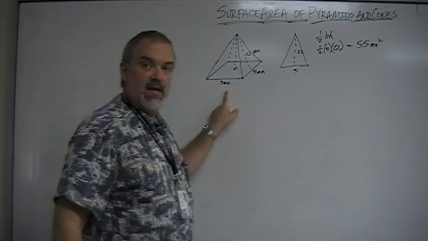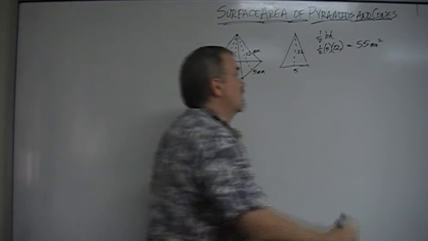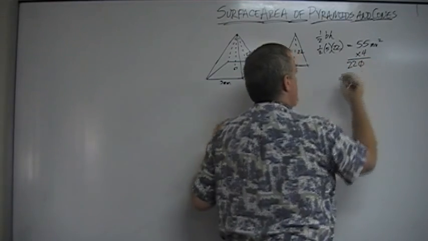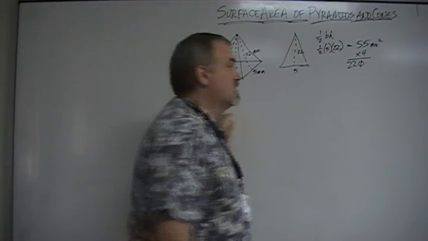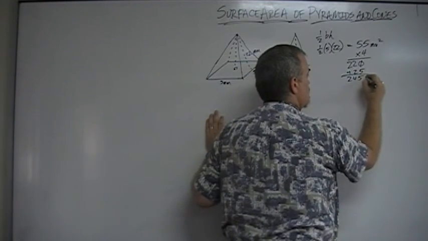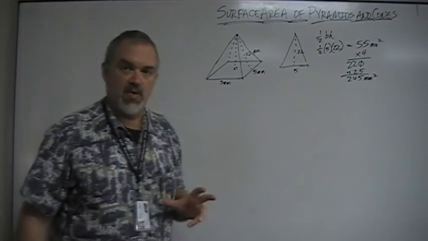The base is 5 times 5, that's 25. I have 4 of the triangles, so I'm going to multiply this times 4, and I get 220, and then I add the base, 25, and I get a total surface area of 245 millimeters squared.